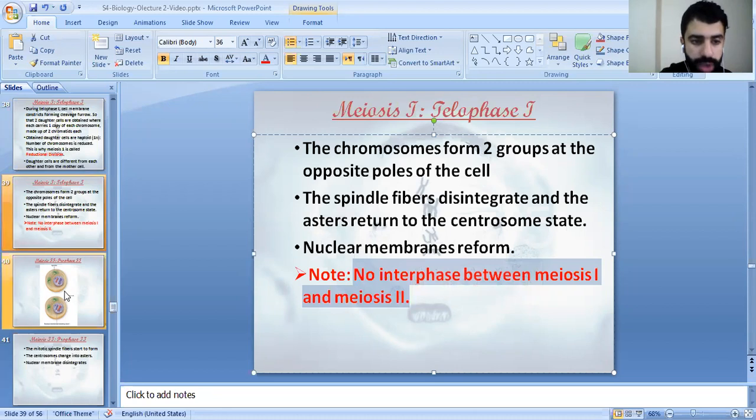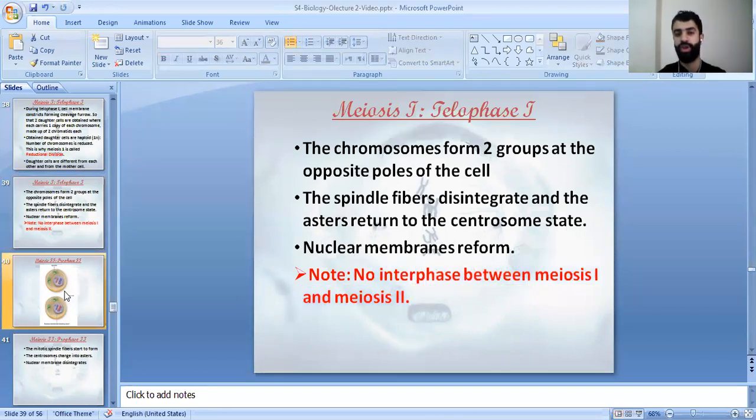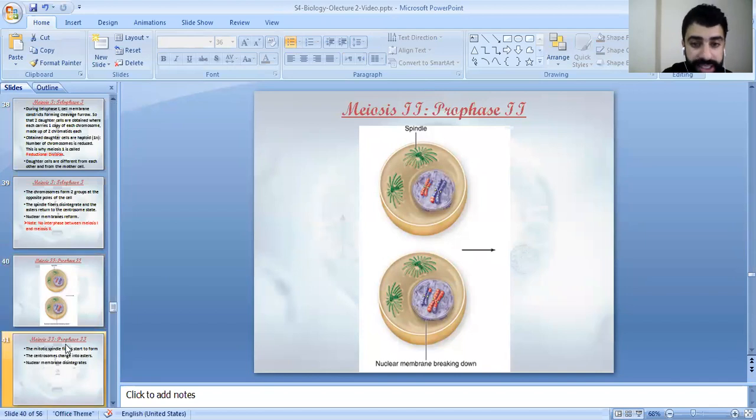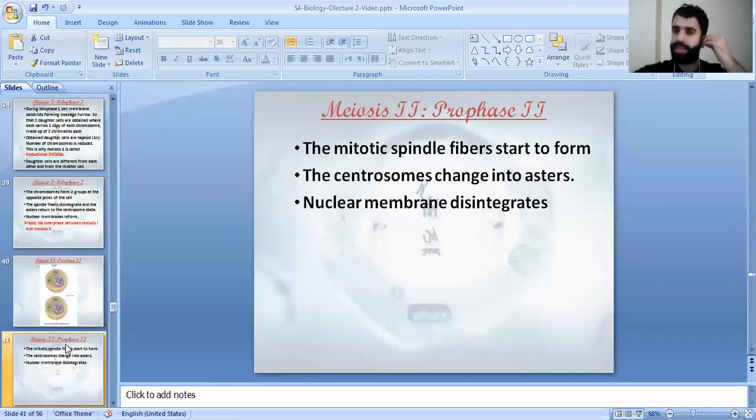In meiosis 2, we have prophase 2. But you have to know that here in prophase 2, we don't have one cell, we have two cells. So the mitotic spindle fibers start to form, the centrosome changes into asters, and the nuclear membrane disintegrates. These steps are similar to those in mitosis. Prophase 2 is similar to prophase in mitosis.